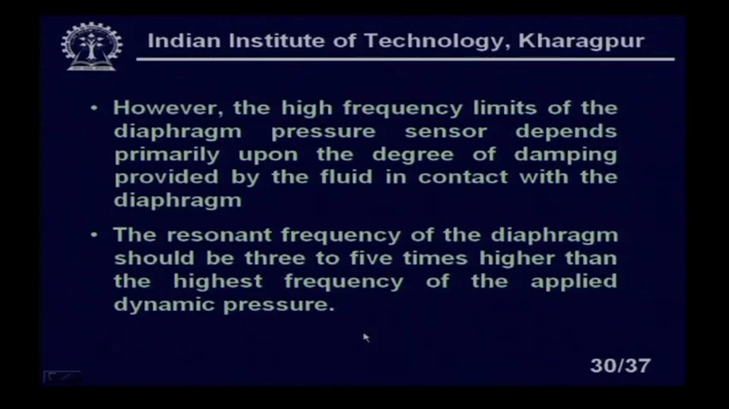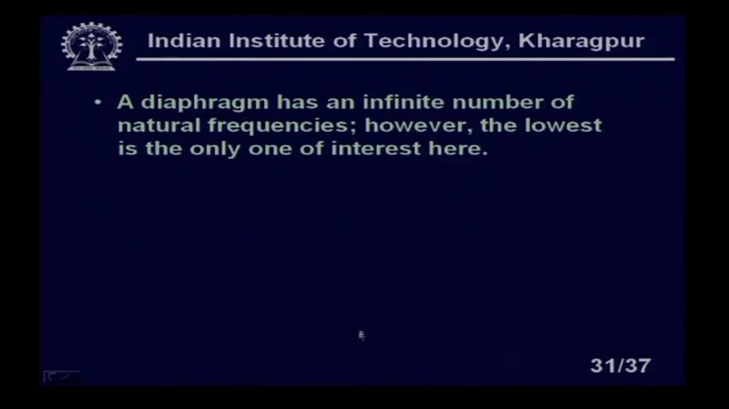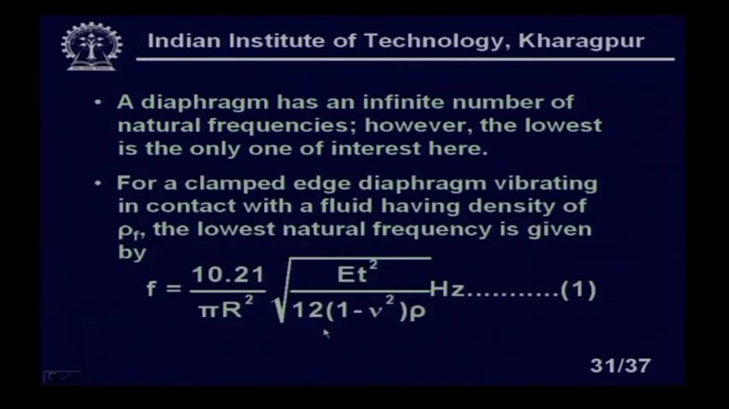The resonant frequency of the diaphragm should be 3 to 5 times higher than the highest frequency of the applied dynamic pressure. A diaphragm has an infinite number of natural frequencies, however, the lowest is the only one of our interest. For a clamped edge diaphragm vibrating in contact with a fluid having density rho f, that is the fluid density in which it is in contact, the lowest natural frequency or fundamental is given by f equal to 10.21 upon pi r square under the square root of E t square upon 12 (1 minus nu square) rho, in Hertz.